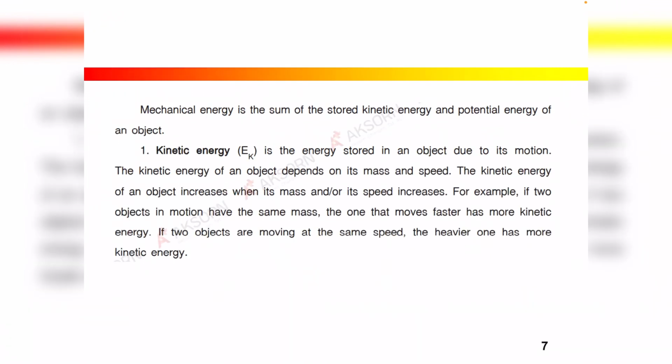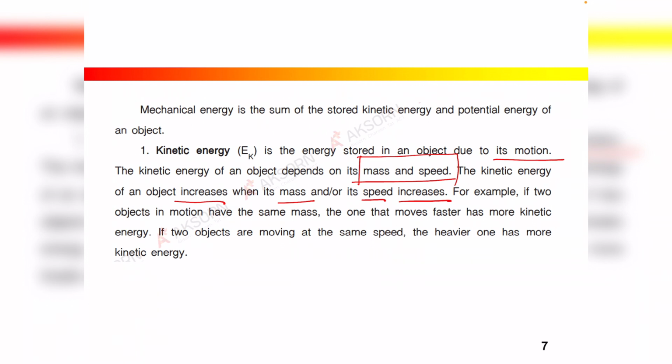So the first one is what we call kinetic energy. This is the energy stored in an object due to its motion. So the kinetic energy depends on two things. We have mass and speed. And the kinetic energy of an object increases when its mass or its speed also increases.